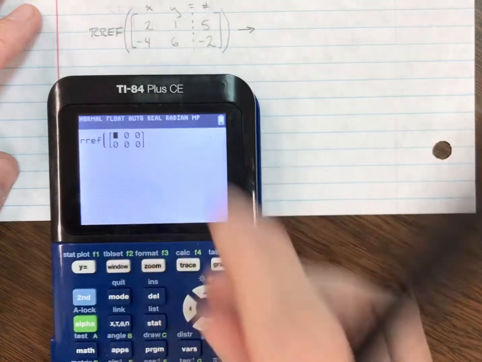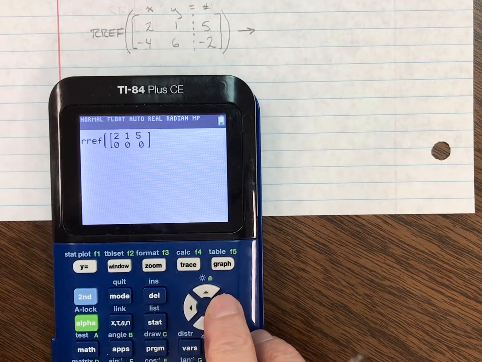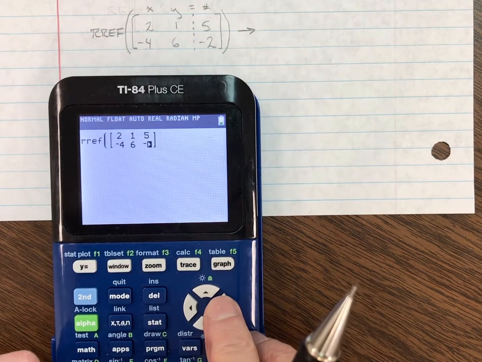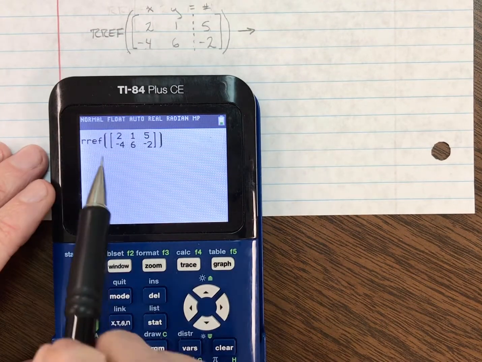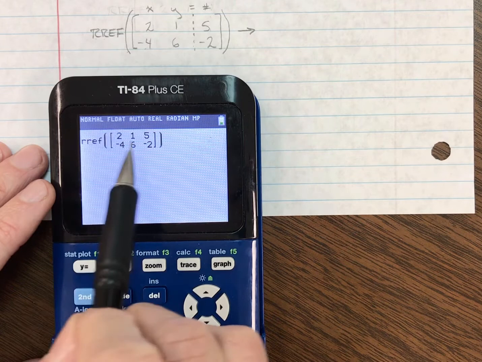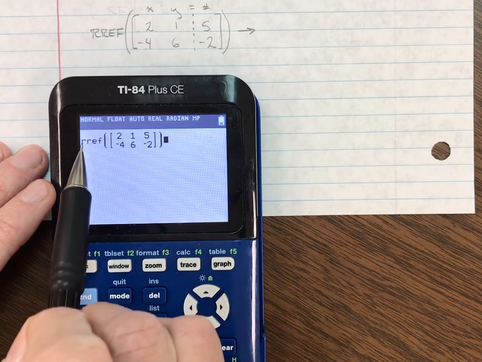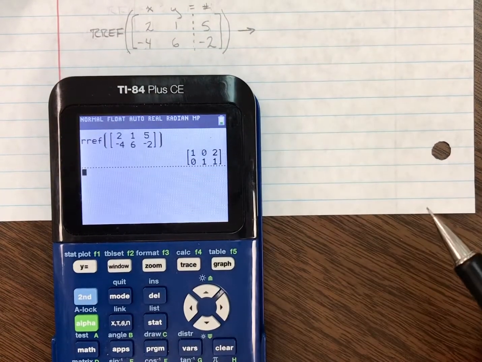So let's put in these numbers. 2, 1, 5 in the top row, and in the bottom row, -4, 6, -2. And then I'll close the parenthesis. Now I want to put this augmented matrix into reduced row echelon form. Press enter. Out this comes.